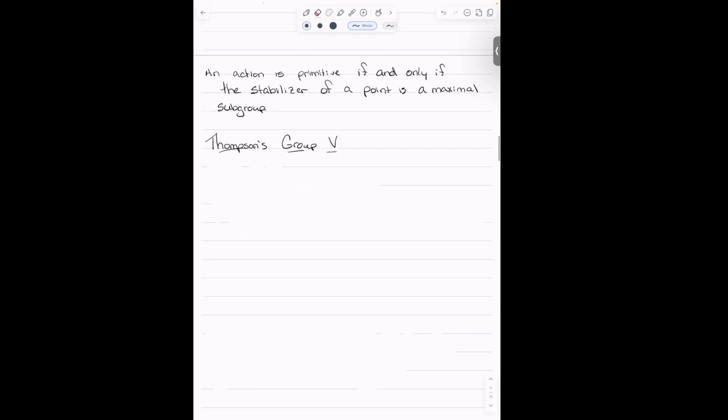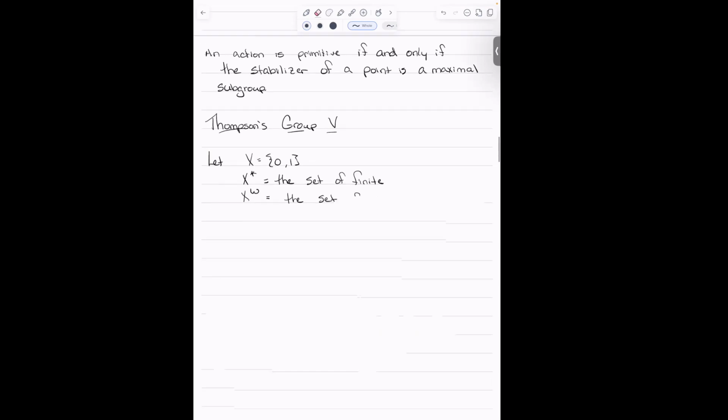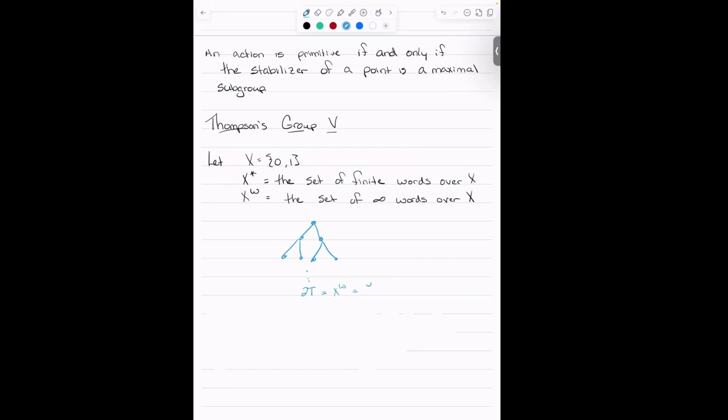So Thompson's group V is defined via an action on a Cantor set, but we're going to build this up in a few pieces. I'm going to take X to be the set {0, 1}, X star would be the set of finite words over X, and X omega to be the set of infinite words over X. And given the theme of the seminar, probably you all know where I'm headed with this: this lets you build this binary rooted tree. And the boundary of this rooted tree is exactly these sets of infinite sequences, which we can think about as being the Cantor set.